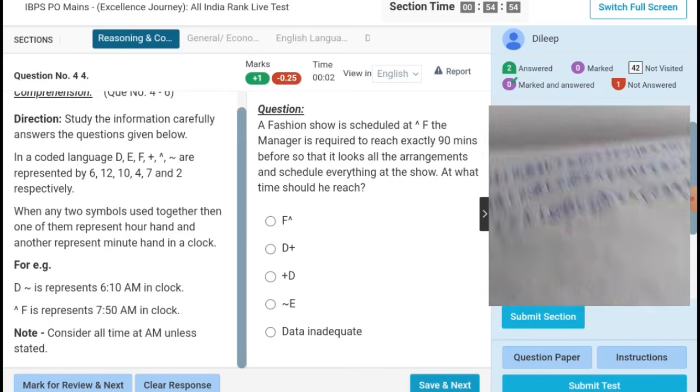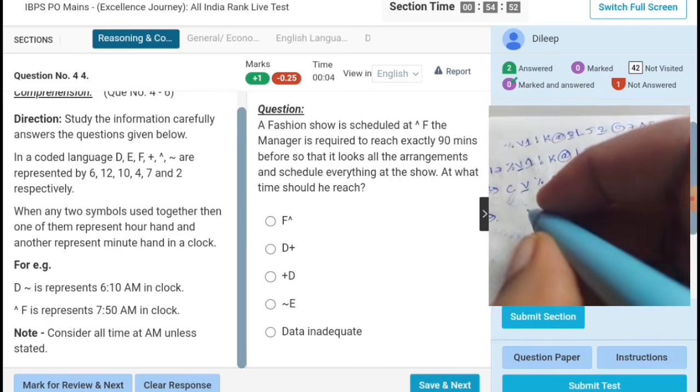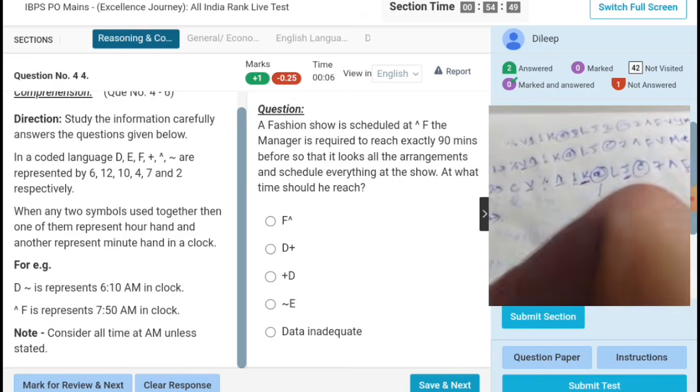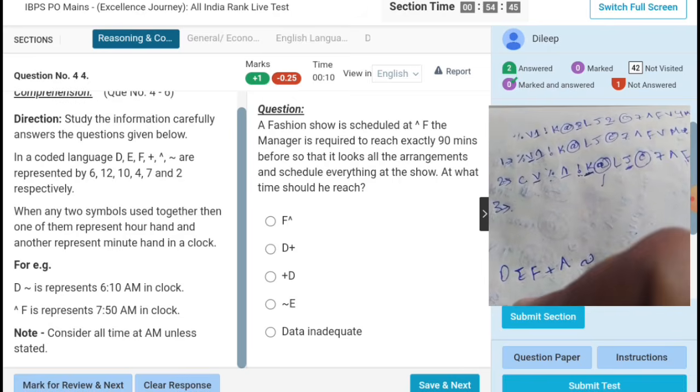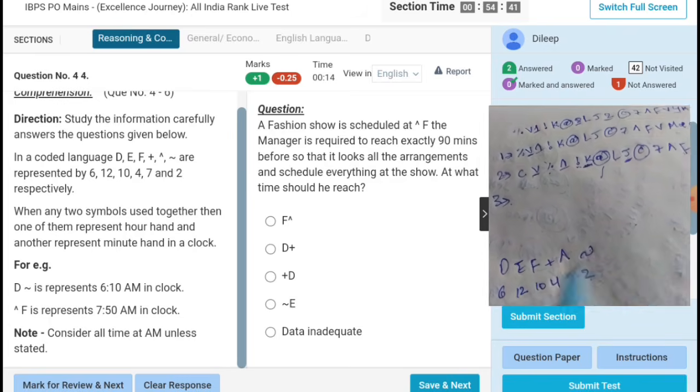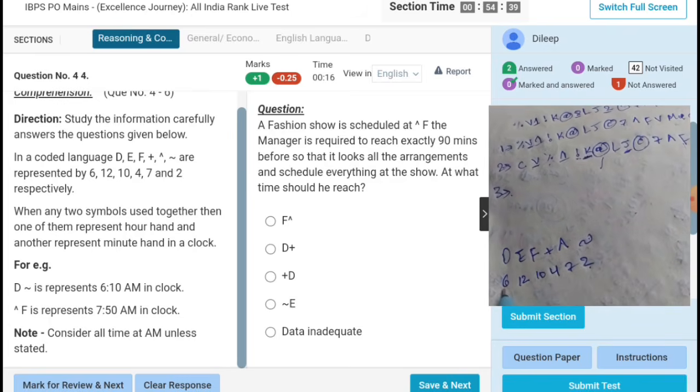Next one. D, E, F plus 6, 12, 10, 4, 7, 2. So D 6 into 5, 7, 50. Okay.